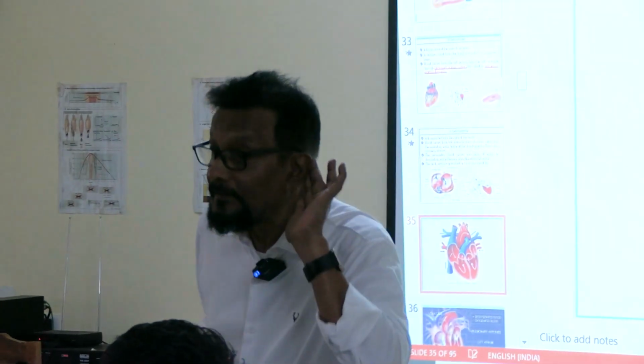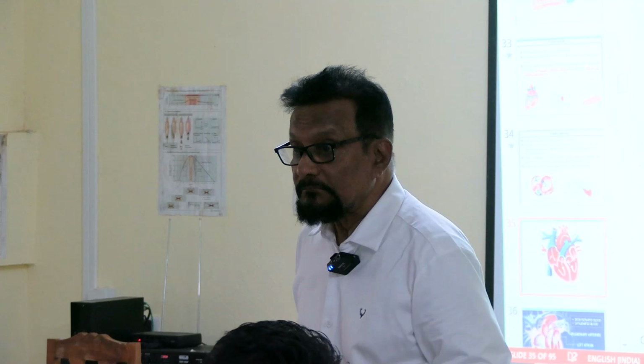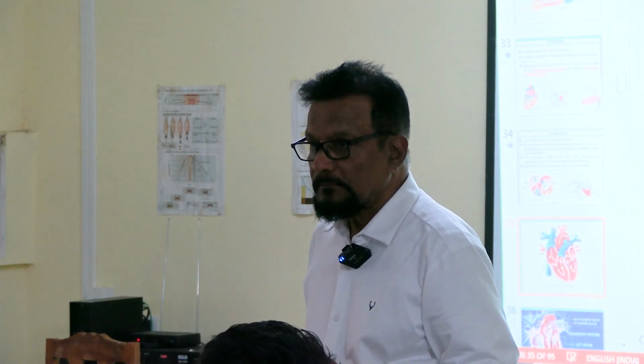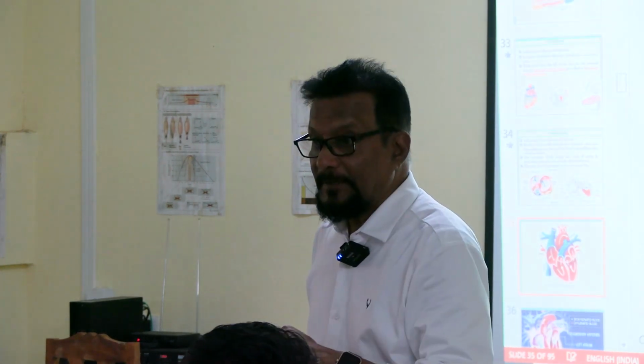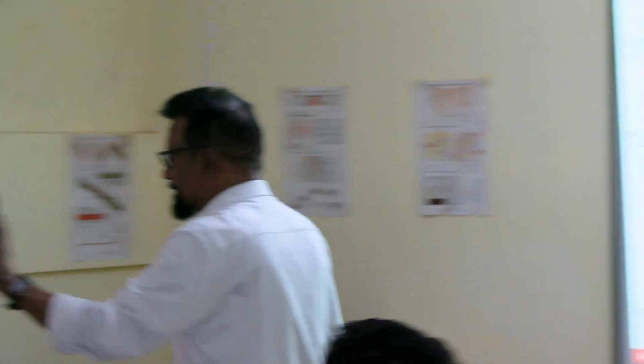If you take 100 ml of your blood and study the hemoglobin content, how much hemoglobin can you have? Normal values are 12 to 18. What is the unit? Grams per 100 ml. Okay. How much? Take it as 15.